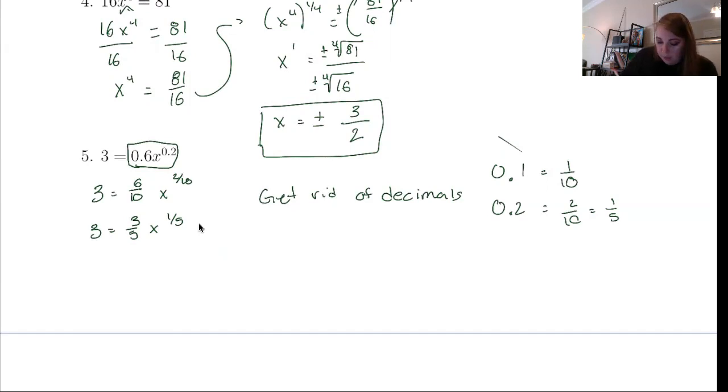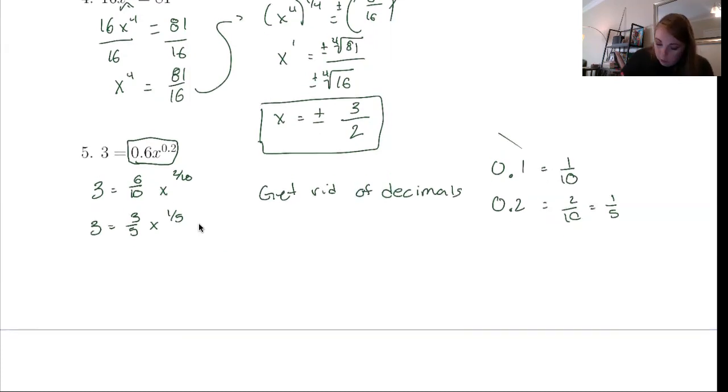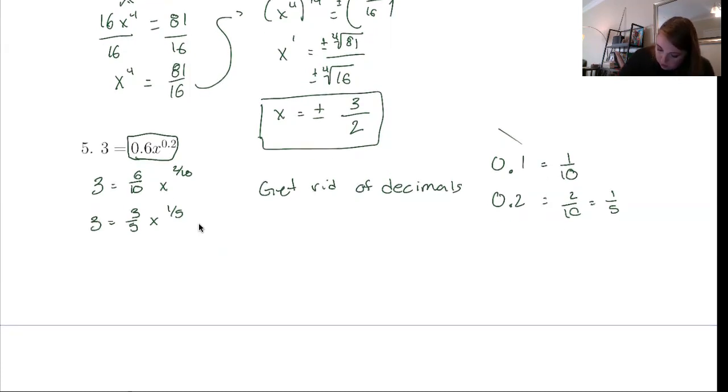So I need to multiply by, how do I get rid of the 3 and the 5, the 3/5? I can kind of do it in one step. So I'm going to multiply by the reciprocal of 3/5, which is 5/3. So times 5/3, 5, 5, 3, 3. These threes actually cancel out. So I'm just left with 5 equals x to the 1/5.